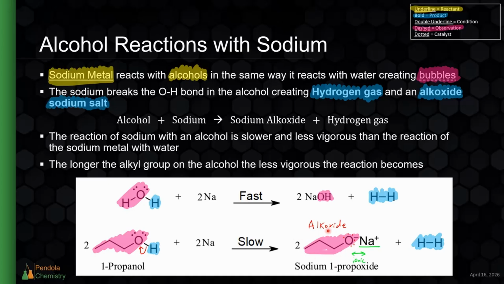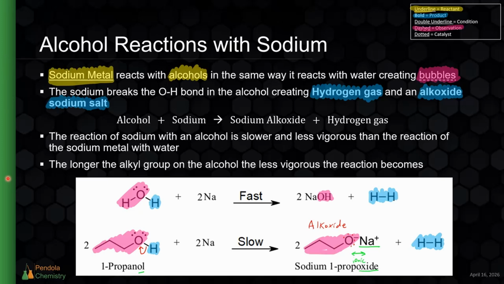So how do we name an alkoxide ion? We would just use the name of the alcohol, but instead of the OL ending, we will replace that OL ending with an oxide ending. So 1-propanol creates the 1-propoxide ion. And then we put sodium in front of it because it's paired up with the sodium ion. So this will be sodium 1-propoxide. You're probably not going to be asked to name these, but you might see the names, and so it's good to be able to learn how to read these names and what they mean.